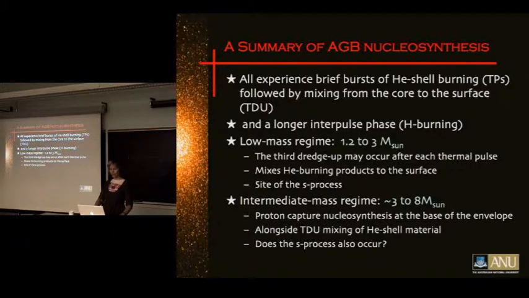You have a low mass regime, what I'm going to call, this is a 1.2, say, to 3 solar mass. The mass range is not really that well determined. This is where you have just the mixing, essentially, that changes the surface composition. So you have carbon mixed to the surface and S process elements.